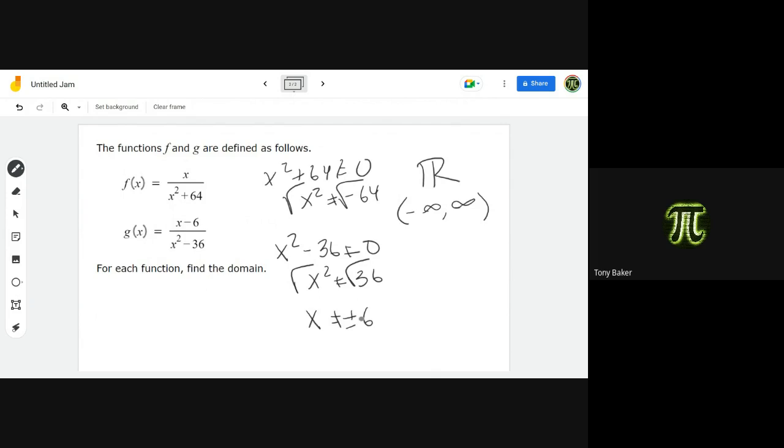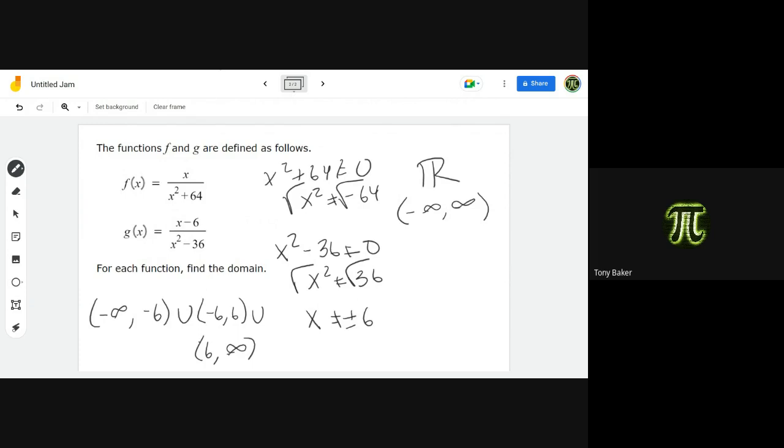All right, so now we're going to write this one. Again, we have to write this in interval notation. So it's negative infinity to negative 6, union, negative 6 to 6, union, 6 to infinity. That's how you'd write that in interval notation. Don't forget the negative 6 to 6. It's very easy to forget that. Just go, oh, it's negative infinity to negative 6 and 6 to infinity. There's something in between those two that work.